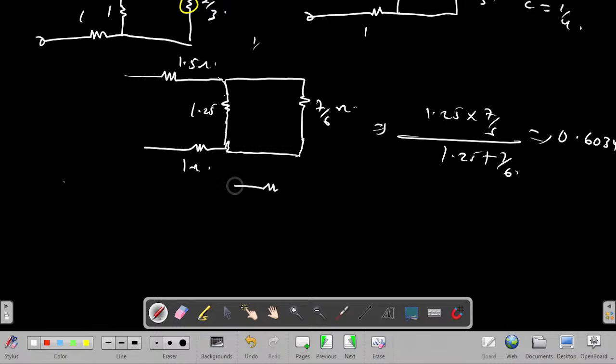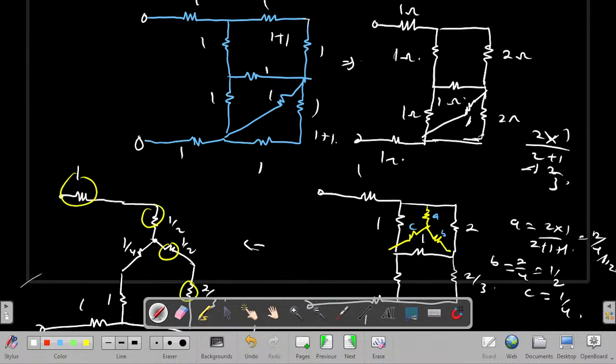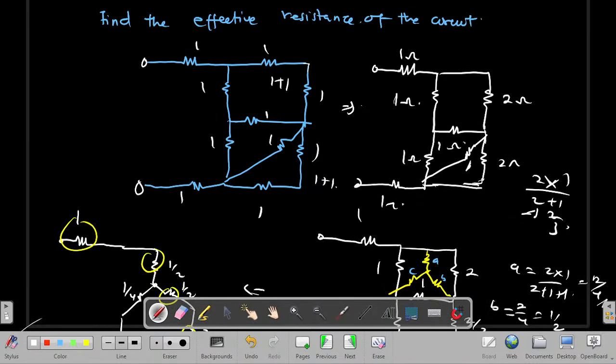So I have my 1.5 ohm going into my 0.6034 ohm, then it will branch to this wire, which is 1 ohm. Therefore, my answer is 1.5 plus 0.6034 plus 1, plus 1.5. That gives an answer of 3.103 ohm. And that is the effective resistance of this electrical network.